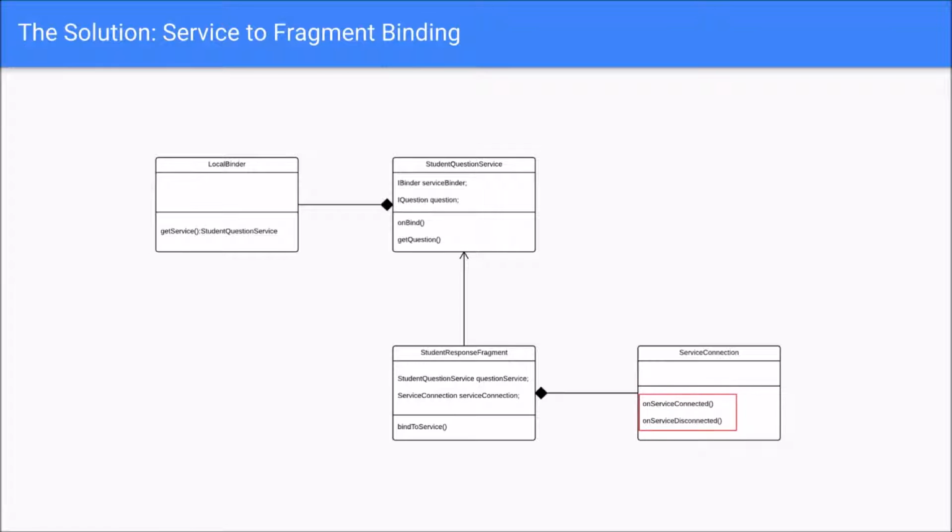The service connection monitors when a service connection has been completed and then gives the student response fragment access to that getService method that it can then use to store an instance of the currently running student question service as a member variable, giving it access to the getQuestion method here.